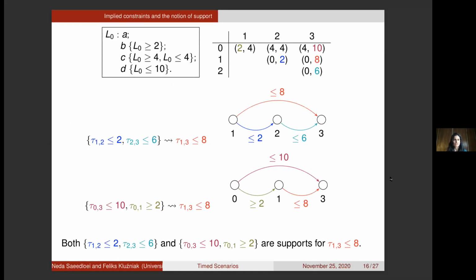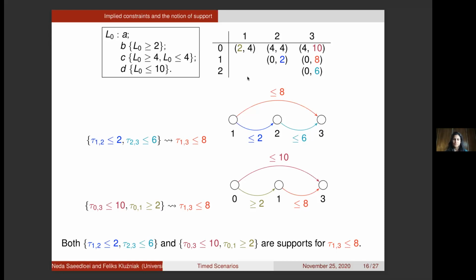Let's say that I have this scenario with its stable distance table shown at the top. So as I said before, every entry of the table essentially represents two constraints. So in this stable distance table, we observe that 8 at row 1, column 3, specifies that the time distance between 1 and 3 must be at most 8.